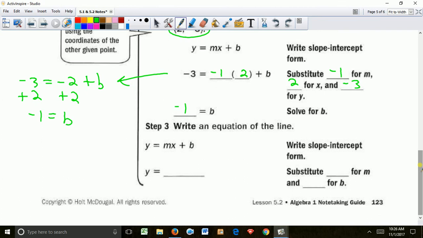y-intercept. So now we have to write the slope-intercept form of the equation, substitute -1 in for m, and then plug in -1 in for b. And your equation becomes y is equal to -1 times x plus -1. And if you want to simplify that, that's the same thing as y is equal to -1 times x minus 1.